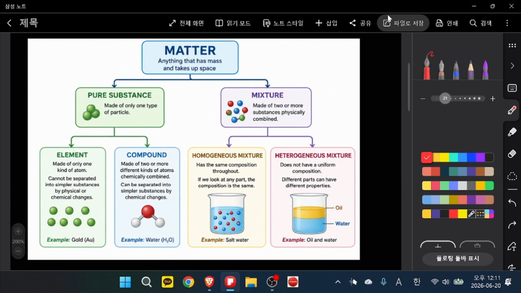Let's summarize. Matter is divided into pure substances and mixtures. Pure substances are divided into element and compound. Elements contain only one type of atom. Compounds contain two or more different types of atoms chemically combined. Mixtures are divided into homogeneous mixtures and heterogeneous mixtures. Homogeneous mixtures have a uniform composition. Heterogeneous mixtures do not. Understanding these categories helps us understand the materials that make up our world.